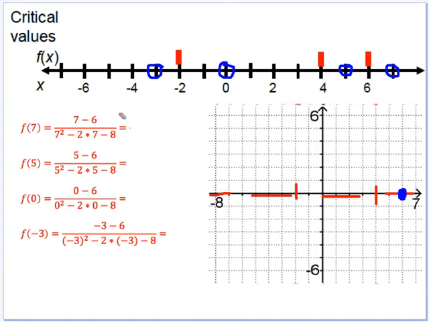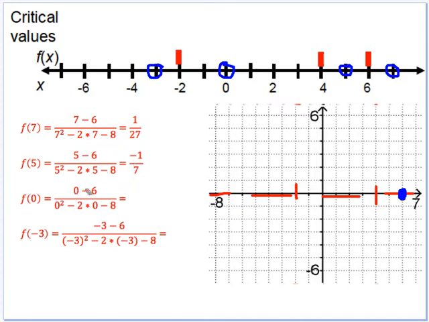My numerator here, I get a 1. And then in the denominator, I have 49 minus 14 minus 8, and I get a 27 there. Here, my numerator is 5 minus 6, so I get a -1. And then in my denominator, I have 25 minus 10 minus 8. That should be 7. Okay? Those of you that are watching it, check and make sure I've done my math correctly.